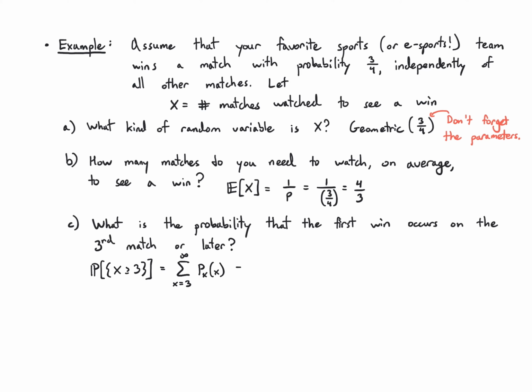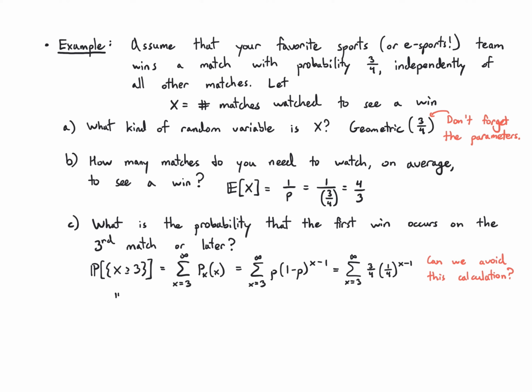It really goes up to infinity because the geometric random variable goes on forever. And now I know the PMF of the geometric random variable. I can look up that it's p times 1 minus p to the x minus 1. So I can look that up in my definition, and I end up with this infinite series. Technically I could work out the value of this infinite series. It's a geometric series, so I could look that up and do this calculation.